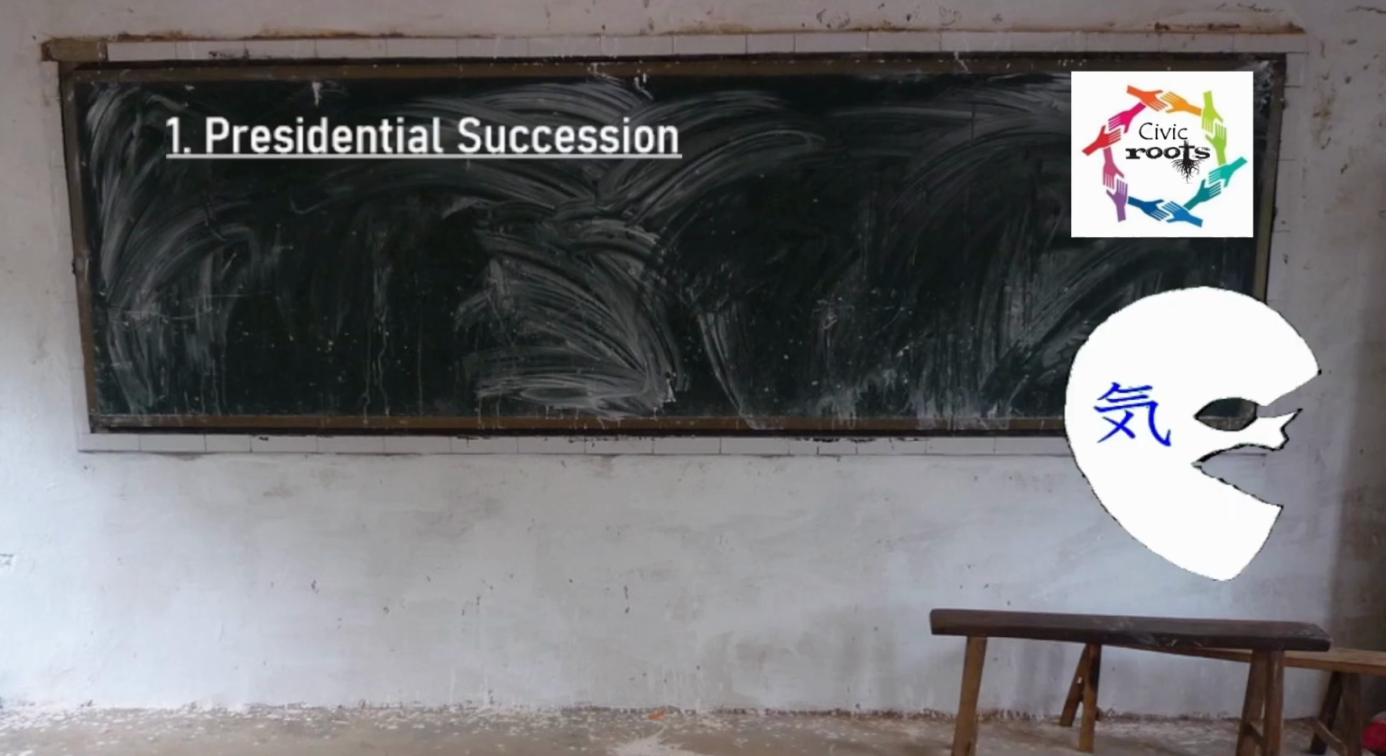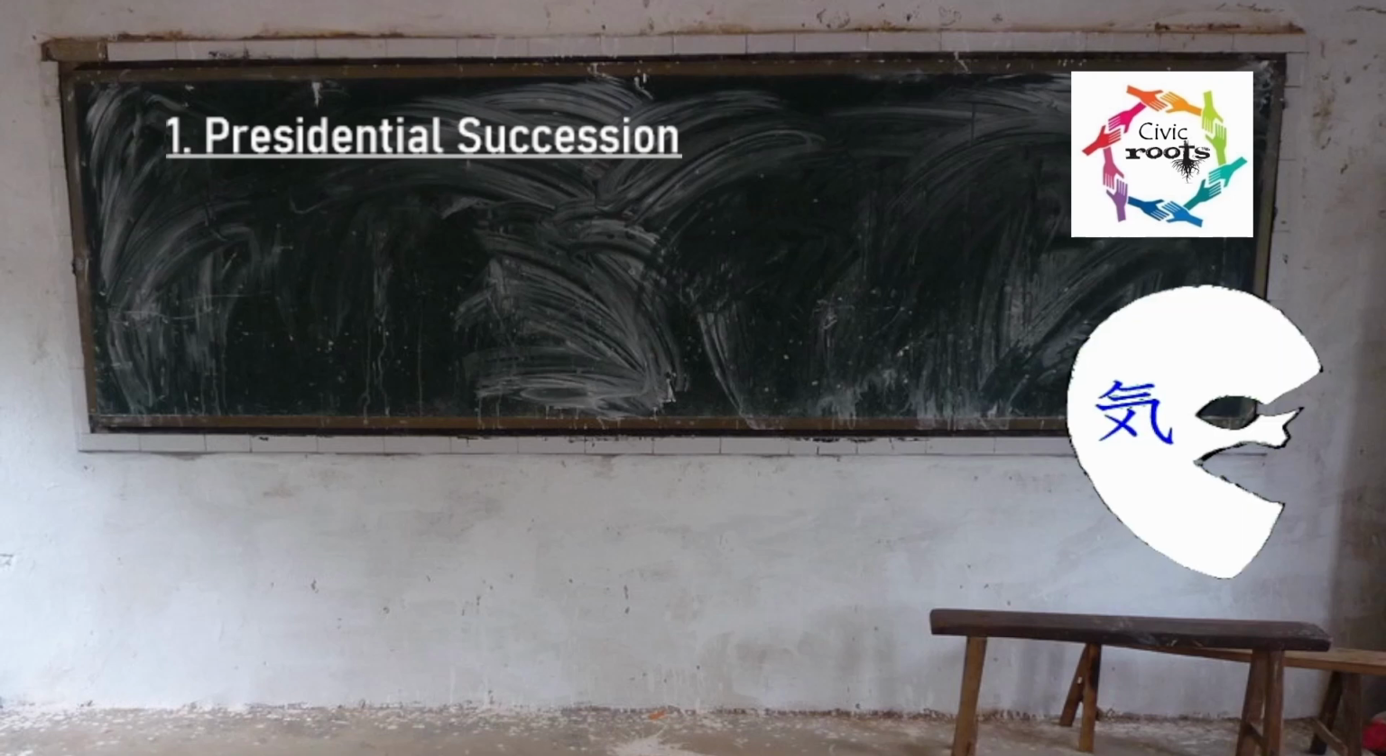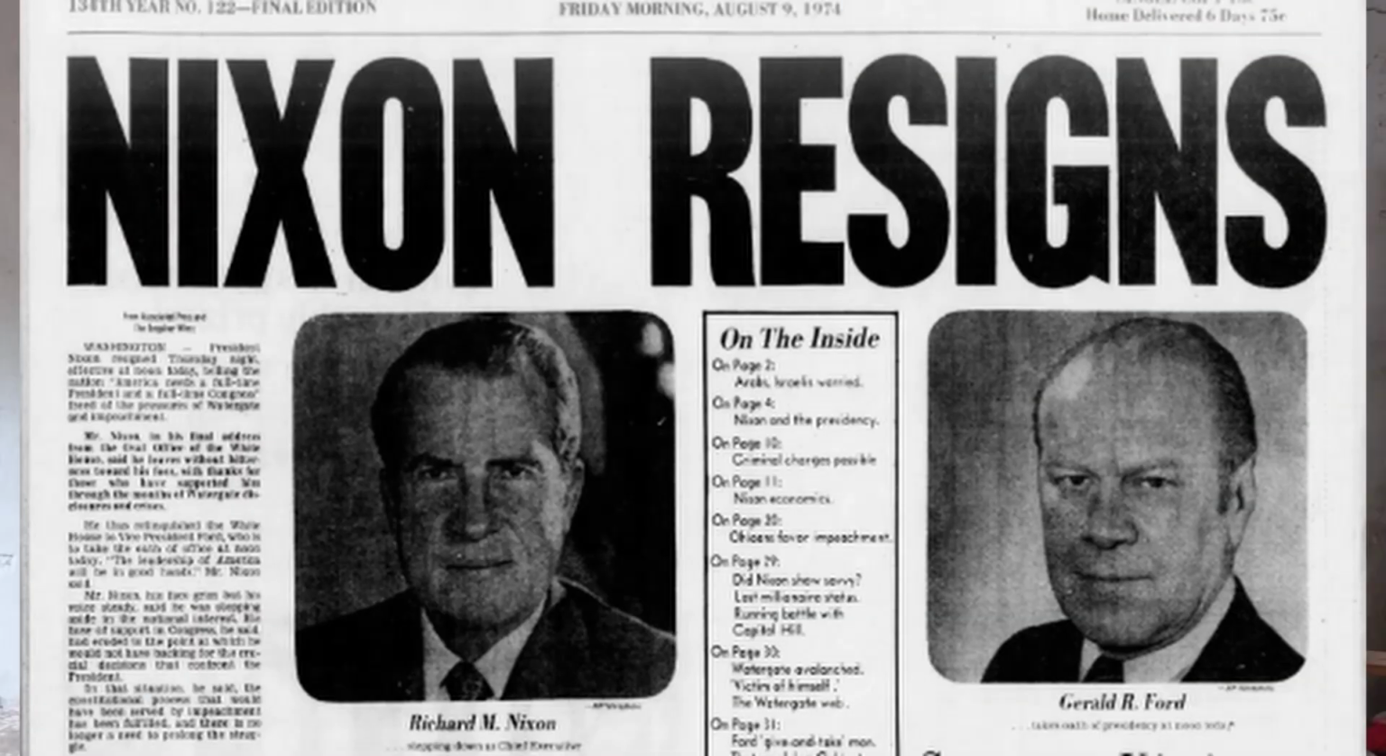Presidential succession. If the president dies, resigns, or is removed from office, the vice president becomes the president. This section was applied when President Richard Nixon resigned in 1974 and Vice President Gerald Ford became president.